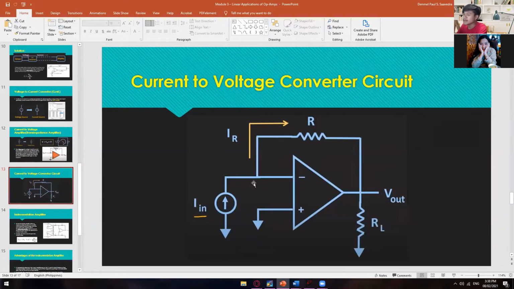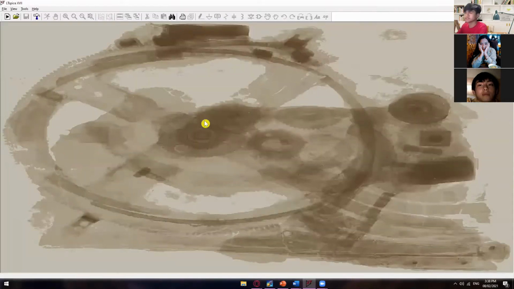This is the much more formal circuit of the current to voltage converter. We do have here a current source, which can also be found in LTspice. Then we have the Vout, and then we have the load resistor. So let's create a simple current to voltage converter using LTspice.